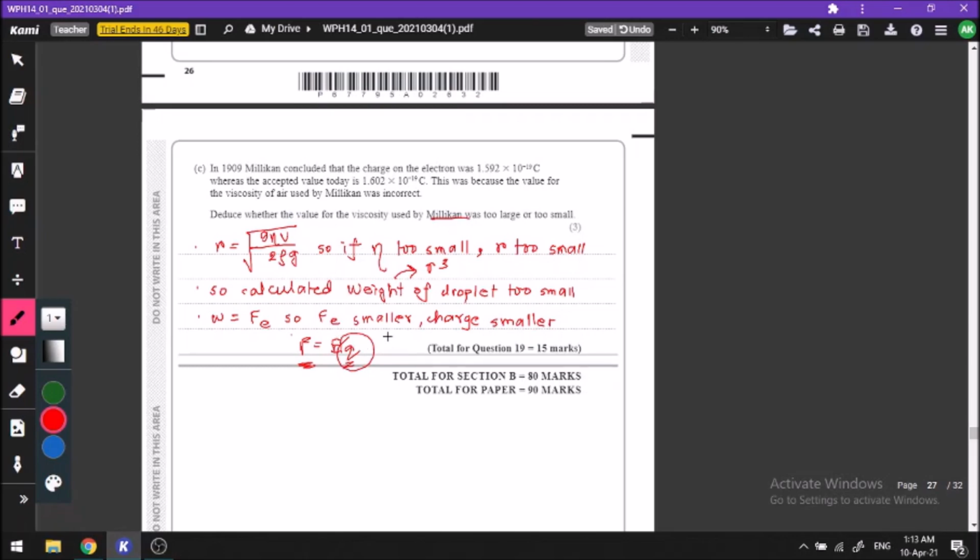Not necessarily will you come to the correct conclusion in the first go, but if you had assumed that the value of viscosity was too high, then you would come to the conclusion that the value of Q would be too high, and you could just use counter argument to prove that the value used by Millikan was too small, therefore the charge deduced was too small.